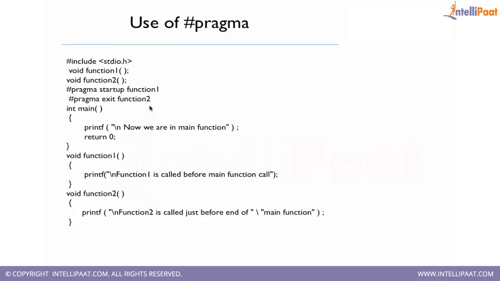So what will be the output of the program, since we have declared pragma startup as function 1? Function 1 is called before the main function call, then we are in the main function, then function 2 will be called, just before the end of the main function. So this is how the pragma preprocessor works. You can try this code and see what output you get.